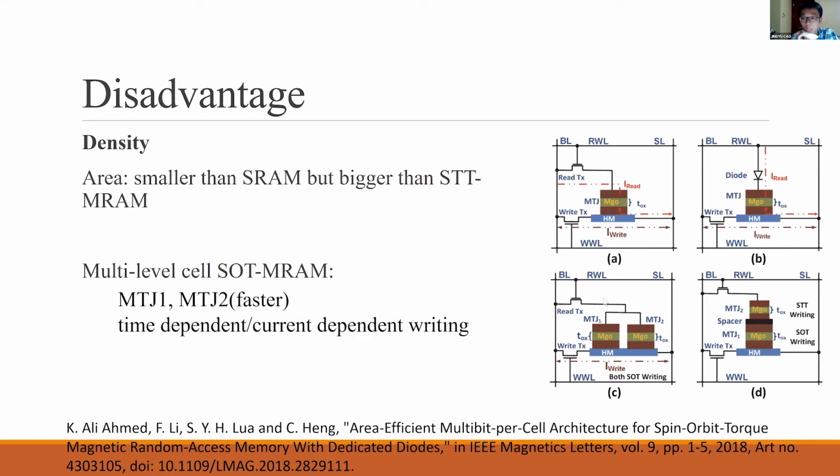There's another approach in figure D. It is called the series multi-level spin orbit torque MRAM. The first is an MTJ in contact with the heavy metal electrode. It can be programmed by the spin orbit torque effect. But the other one is the spin transfer torque MRAM. So this structure saves the area, but it needs a higher voltage because we need to switch the spin transfer torque MRAM.